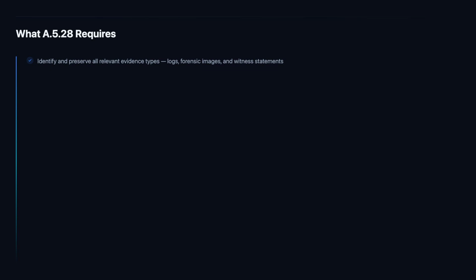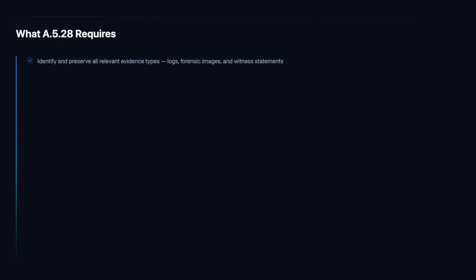System and application logs are the most commonly available evidence source, recording authentication events, data access, configuration changes, and network activity. Forensic images of storage media, disk images taken using forensic duplication tools, preserve the complete state of a system at a point in time, including deleted files and unallocated space that may contain attacker artifacts.